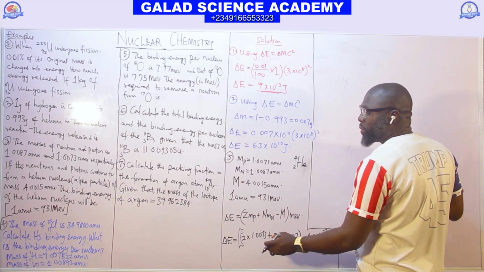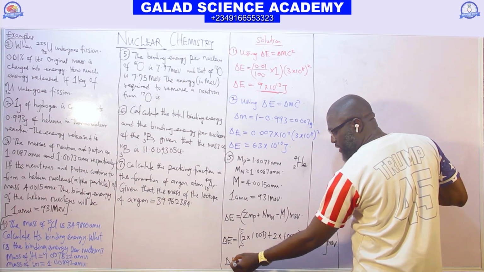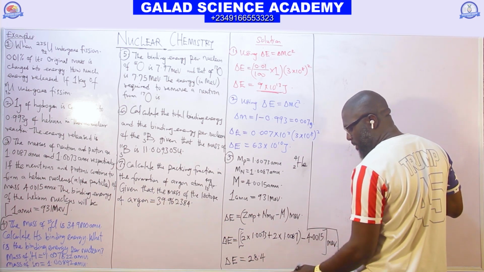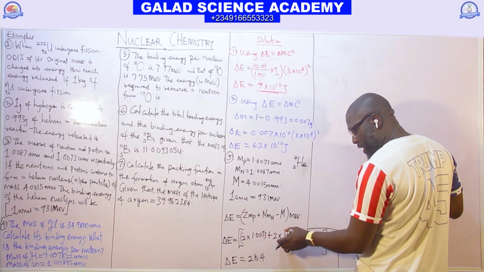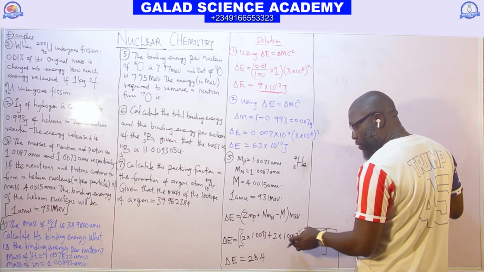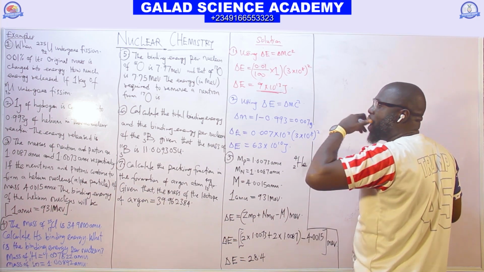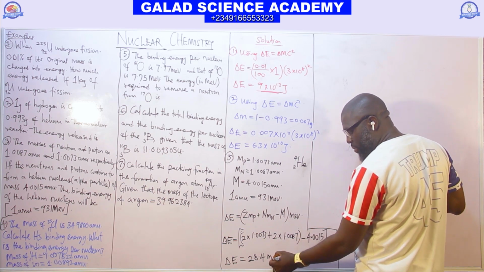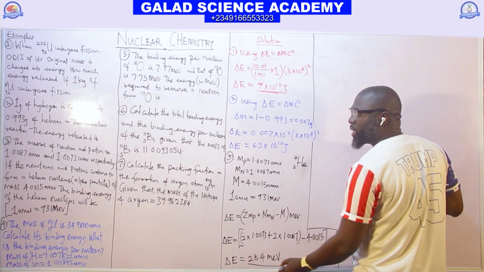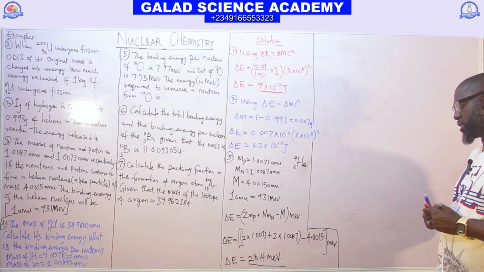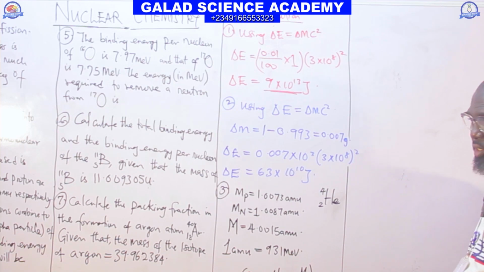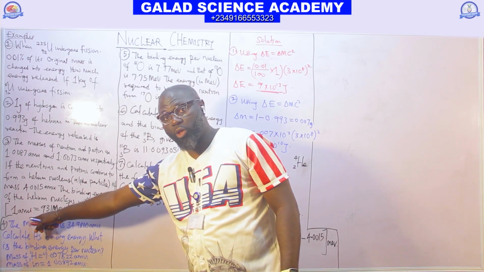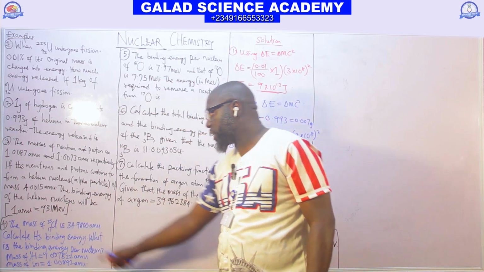From this, by pressing this, the change in E should be 2.84. If you add this together minus this, the final answer will be 2.84 MeV. That will be the binding energy. Don't forget that one atomic mass unit is 931 MeV.